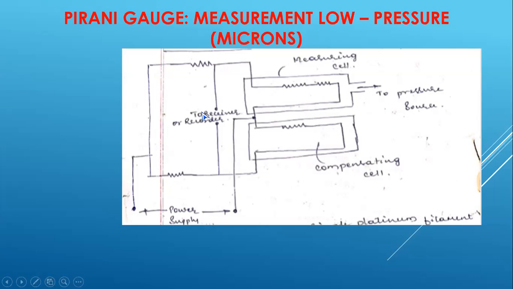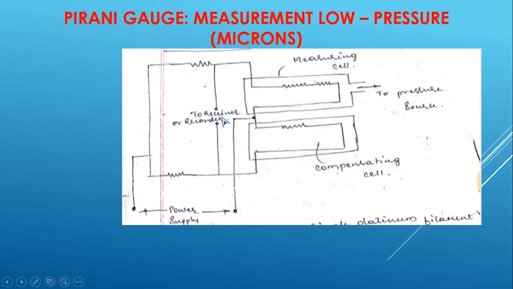In between the circuit, which is connected to the receiver or recorder. So once you open the pressure source here, the pressure increases inside the measuring cell. There will be a change in the resistance of the resistor present in the measuring cell. That can be measured directly in the recorder or receiver.